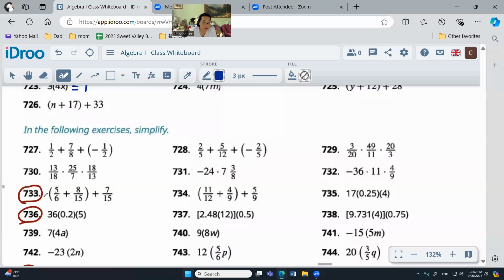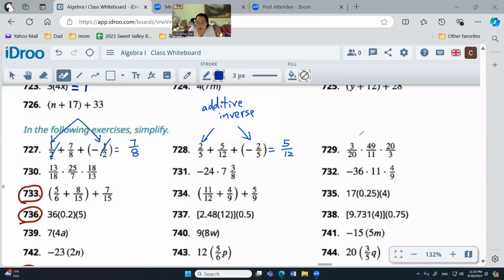Okay, additive inverse. These two are called additive inverse, so they add up to equal 0. Same thing as cancel, so you only have the middle one. These two are called additive inverse, so they add up to 0. So your answer is this.